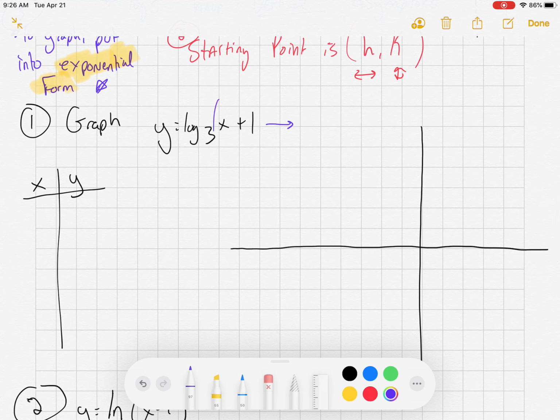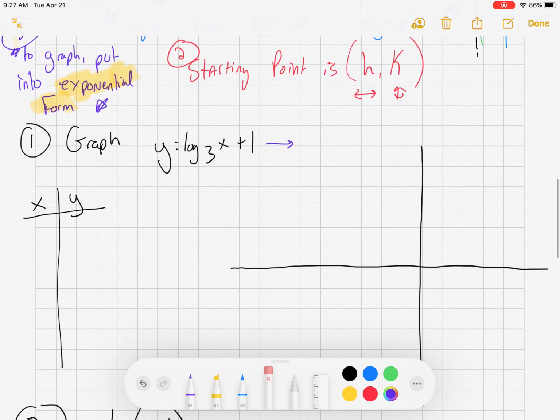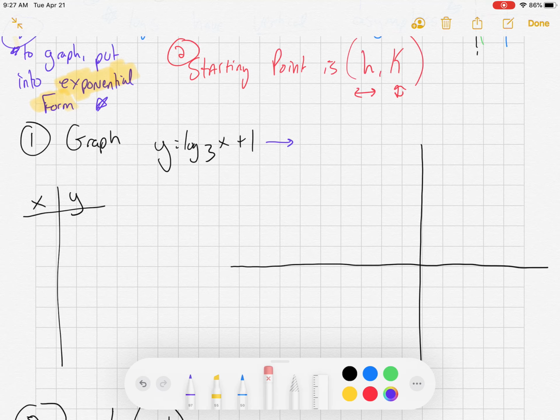Okay, so here we go. It says graph y equals log base 3 of x plus 1. One thing I want to note is that there aren't parentheses around this. Notice how in my base equation, which I circled in purple, the h value has parentheses around it. There are no parentheses here. So first I'm going to get this 1 over to this side and write this as y minus 1 equals log base 3 of x.